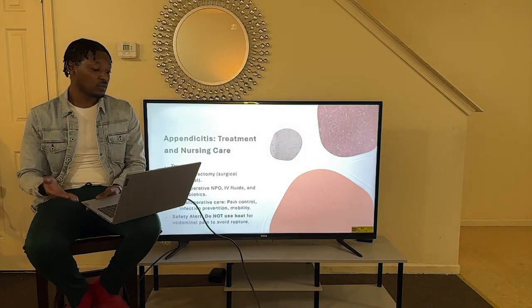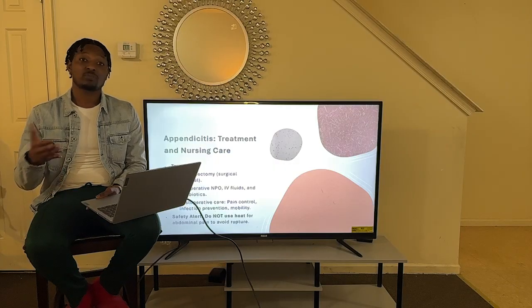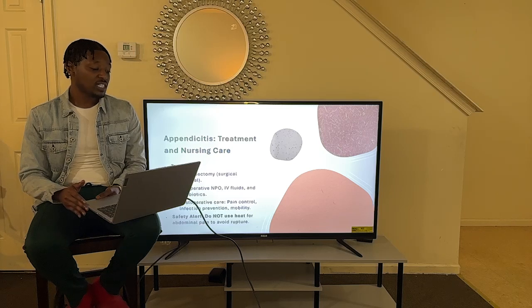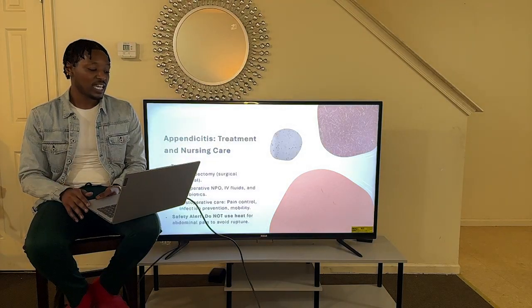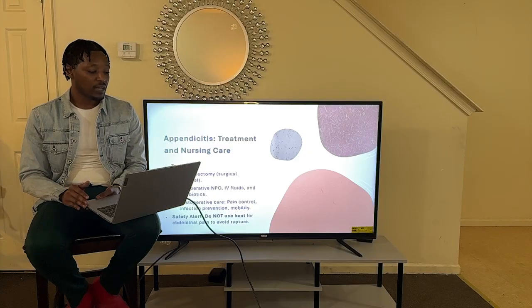For treatment, you may have a surgical removal, an appendectomy, and that's just pretty much taking the entire appendix out. For pre-operative, before this procedure, you want to put the patient on NPO, nothing by mouth, IV fluids, and antibiotics. For post-operative care, pain.